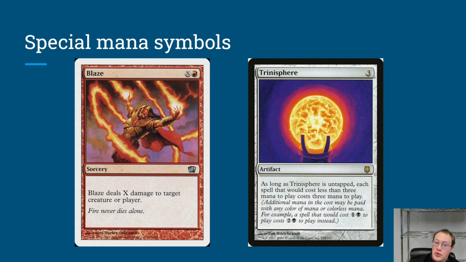So if you had X as 2 or any bigger number, then when Trinisphere did that check, it would not have any issues at all, because you would be paying 3 or more. But if you're choosing X as 1 with this Blaze with the Trinisphere out, that might be kind of an issue because you're not going to be paying enough mana according to the Trinisphere. So you would be having to pay some extra. In this case, it doesn't really make sense to Blaze for any number less than 2 if there's a Trinisphere out, under most circumstances.